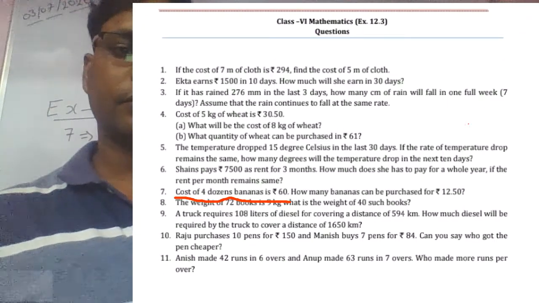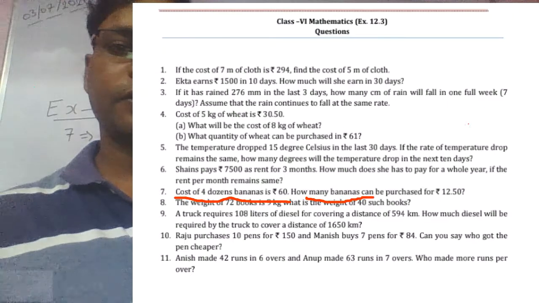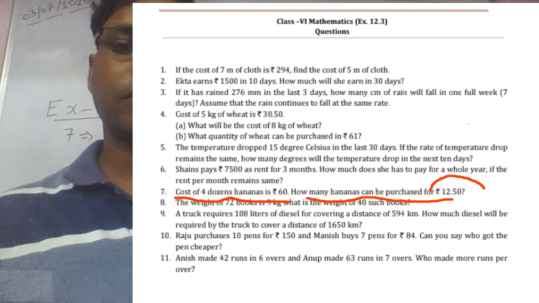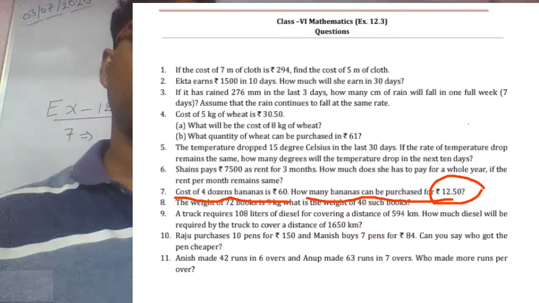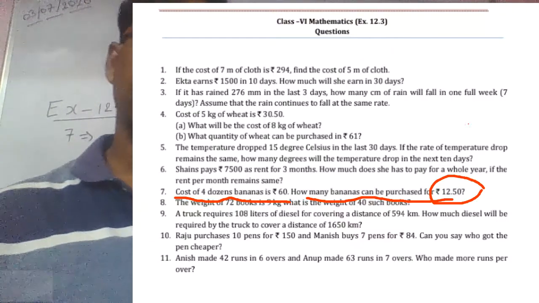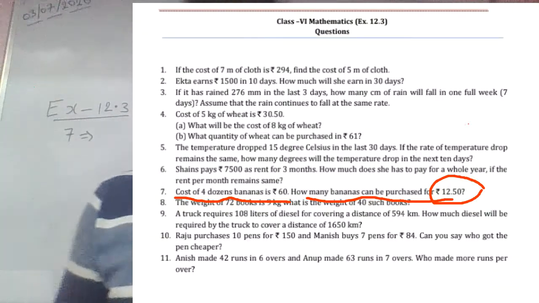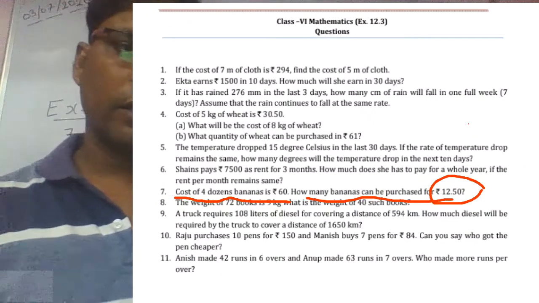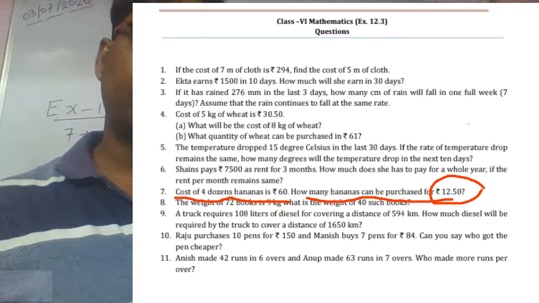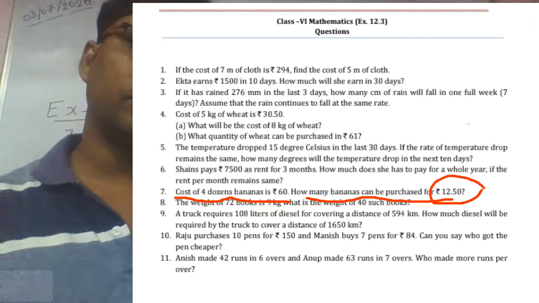Cost of 4 dozen bananas is 60 rupees. How many bananas can be purchased for 12.50 rupees?